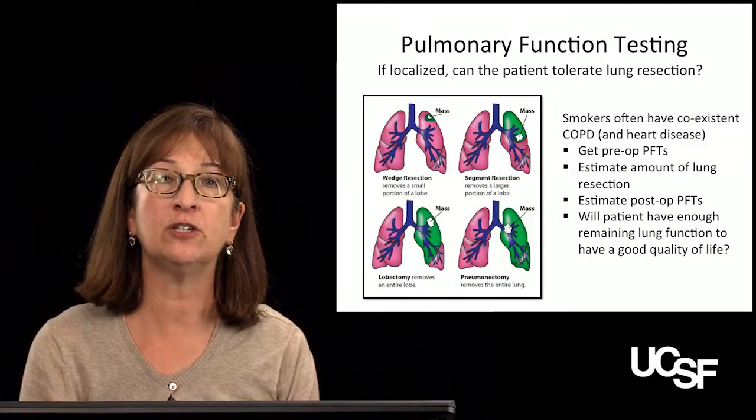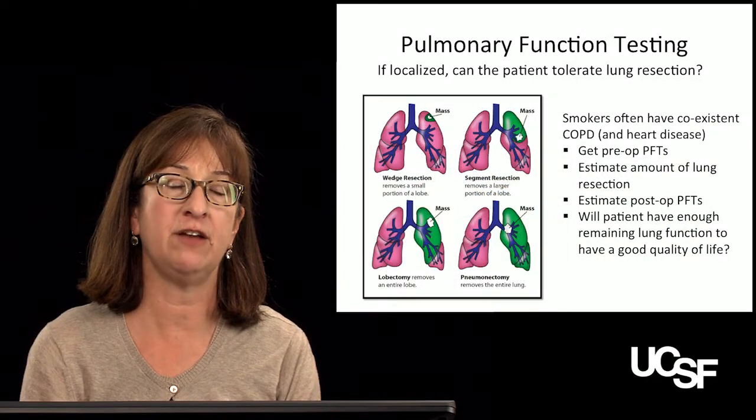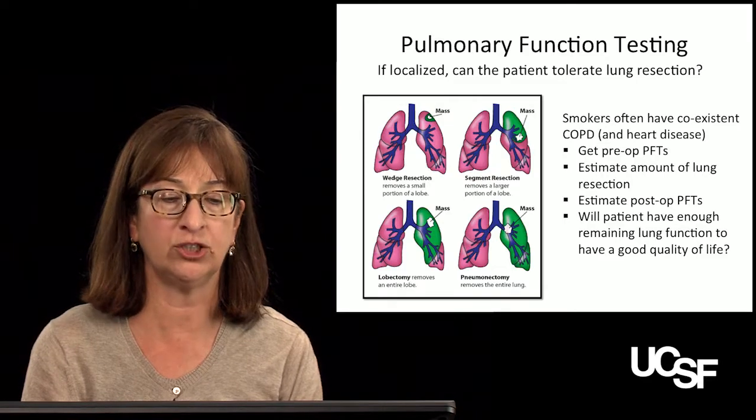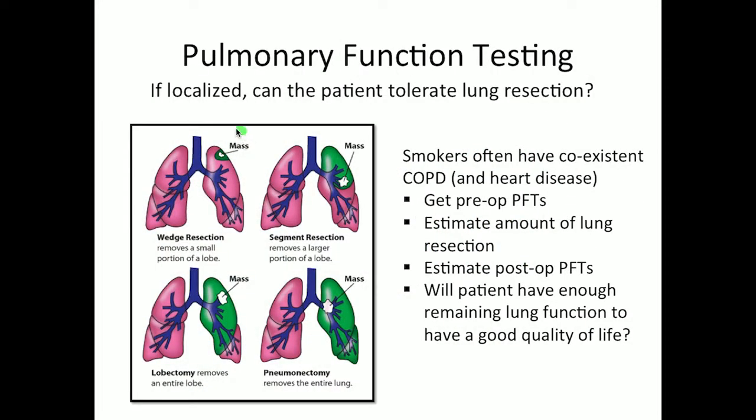So in terms of pulmonary function testing, we're saying if a tumor looks localized, can the patient tolerate lung resection? Now, some of this has to do just with the geography, where the mass is located. If you have a mass that's very peripheral, surgeons can take a small wedge resection and the person wouldn't lose that much lung.